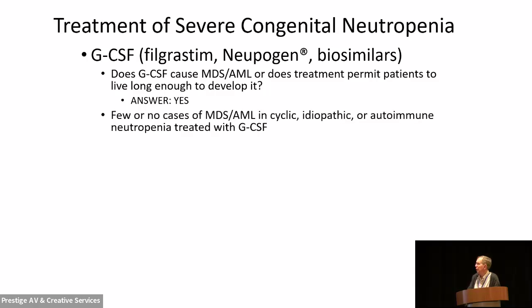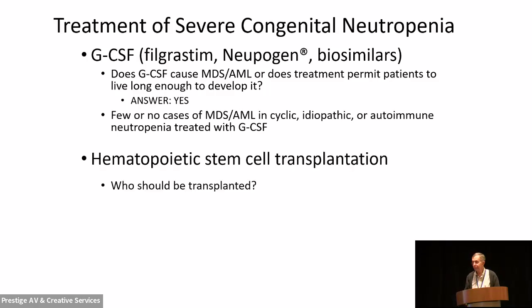Very importantly, there are few or no cases of myelodysplasia or leukemia in patients with cyclic, idiopathic, or autoimmune neutropenia. So if you have one of those disorders, look up GCSF, Google it, you'll get scared to death by all the stories about leukemia. But in fact, with a few very rare exceptions, it doesn't apply to you.